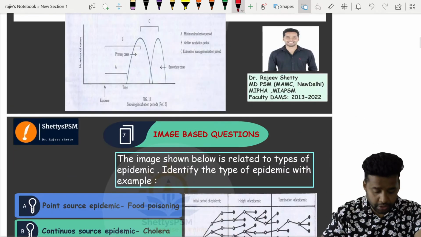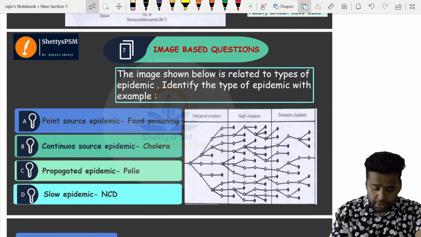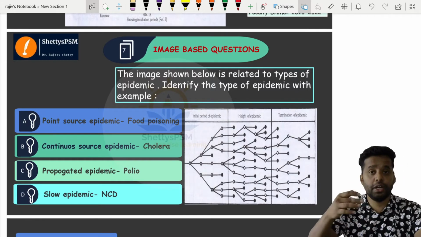Good. See the next question. There is person to person spread. One individual leading to one more individual.